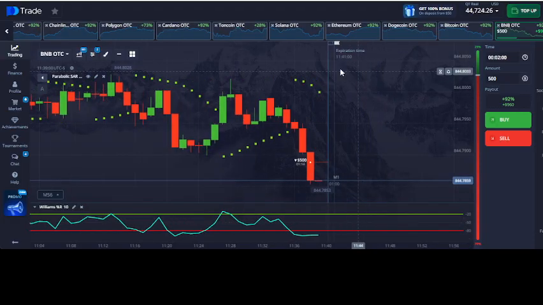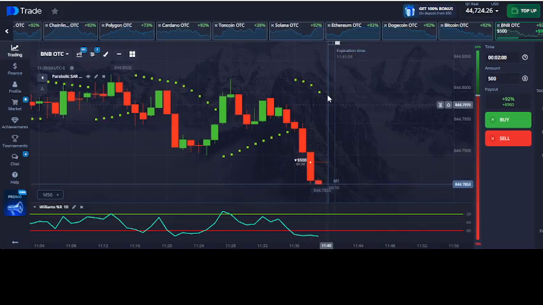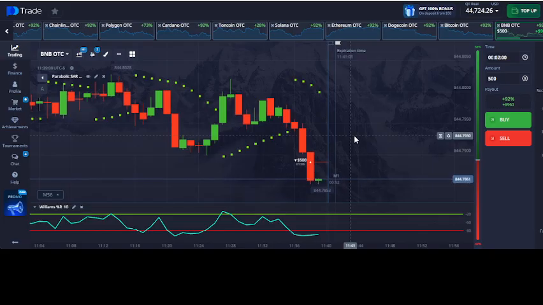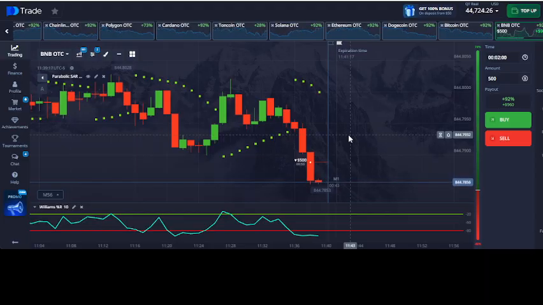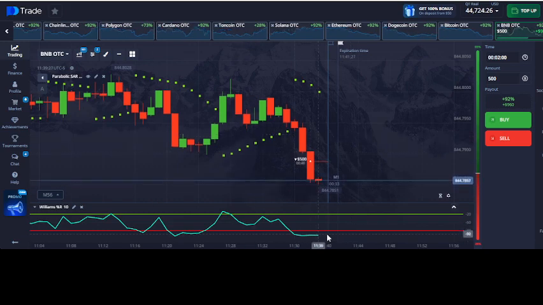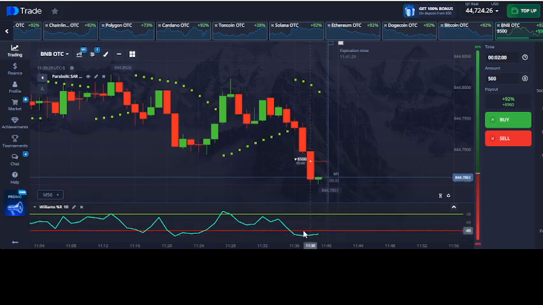Thirdly, the parabolic SAR dots begin to print above the candles here. So all of these confluences suggest a continued bearish momentum to the downside in the price of the crypto. So let's monitor this trade and wait for the expiration. Williams %R is holding steady below the 80 line here.